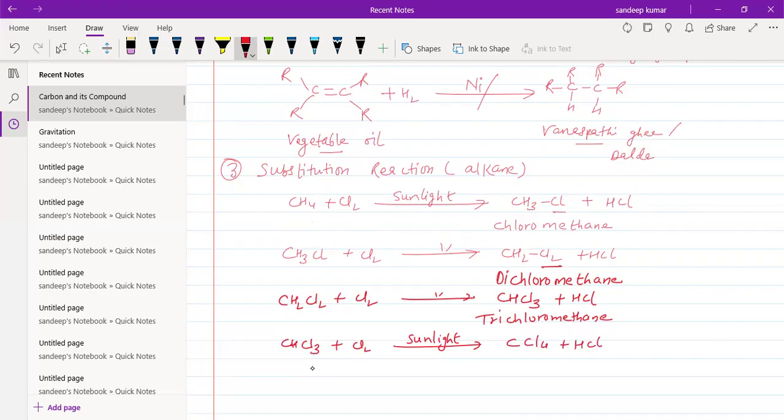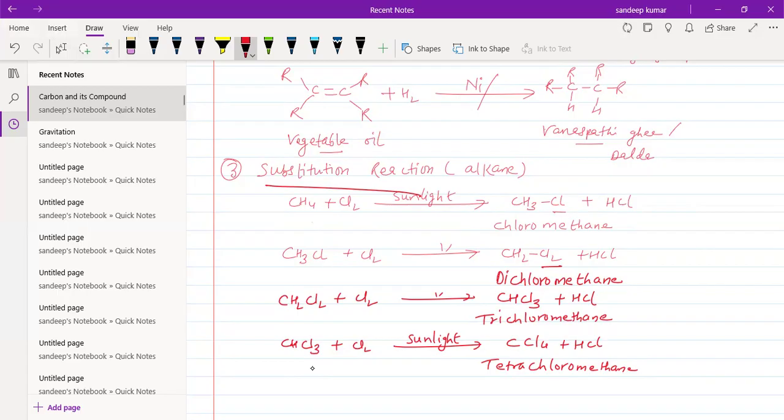This is tetrachloromethane. Why tetrachloromethane? Because four chlorine atoms are there, right? That's why we are using tetrachloro. Why methane? Because only one carbon is there. Is it clear? So this is the example of substitution reaction.